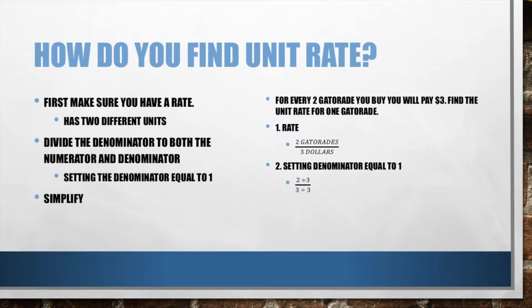And then we're going to simplify. 2 divided by 3, we get about 1.66. 3 divided by 3, we get 1. So for every dollar we are spending, we're getting 1.66 Gatorade. That's how much we're actually getting. So if you're paying $3, you're going to get 2 Gatorades, but if you're paying $1, you're going to get 1 Gatorade and about 2/3 of that Gatorade.